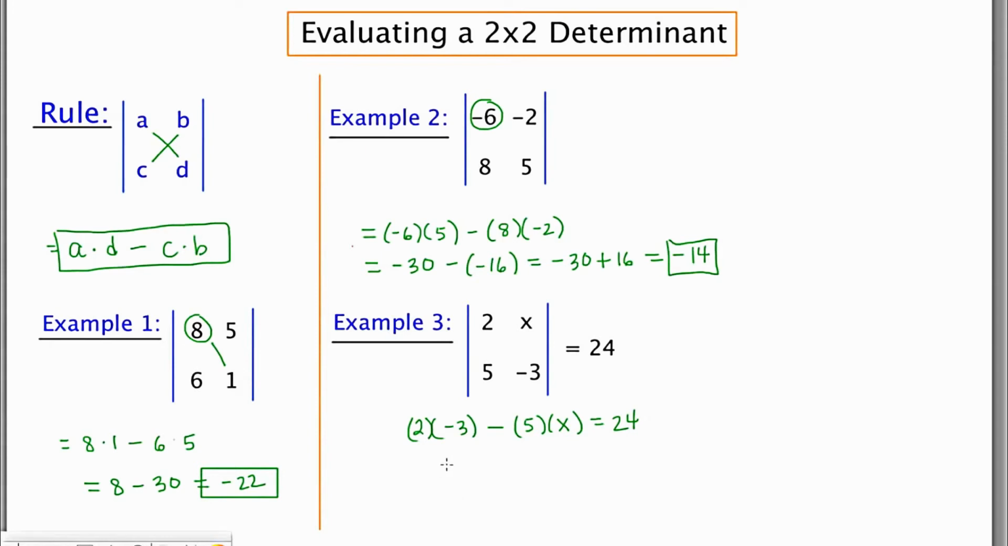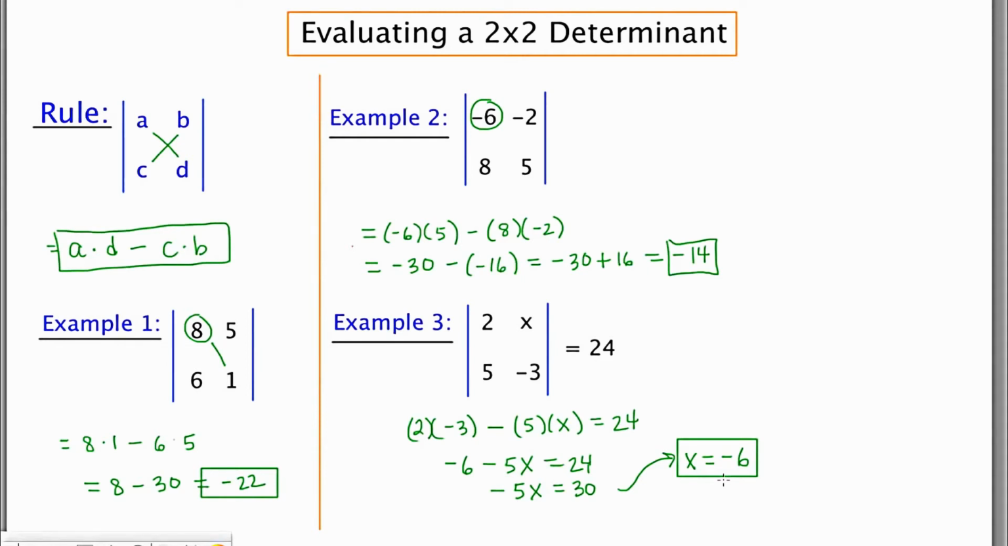2 times negative 3 is negative 6, and minus 5x equals 24. We will add 6 to both sides, then I end up with 30. And then if I divide both sides by negative 5, I get x equals negative 6. Okay, now I'm going to revisit some of these same problems, but this time with the calculator so I can show you how to do that.